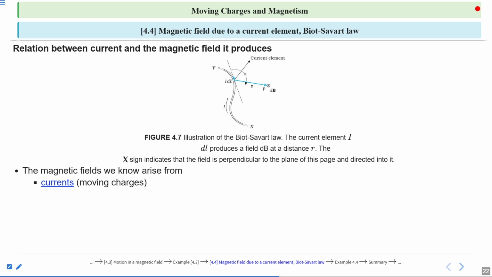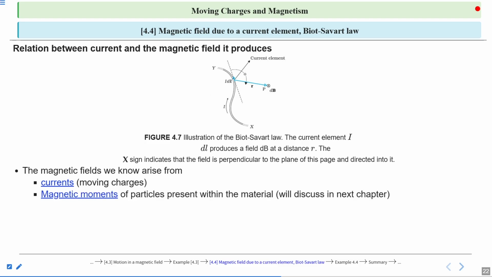So magnetic field we know arises from currents, moving charges, and the other source from which magnetic fields arise is magnetic moments, similar to electric dipole moments. We are going to discuss these in the next chapter, magnetism and matter. Magnetic fields can arise from magnetic moments of particles present within the material, but in this chapter we are only focusing on the magnetic fields produced by currents or moving charges.